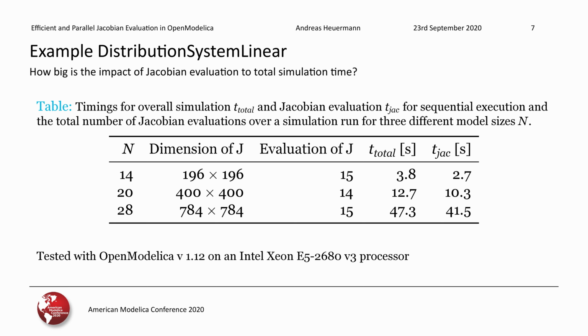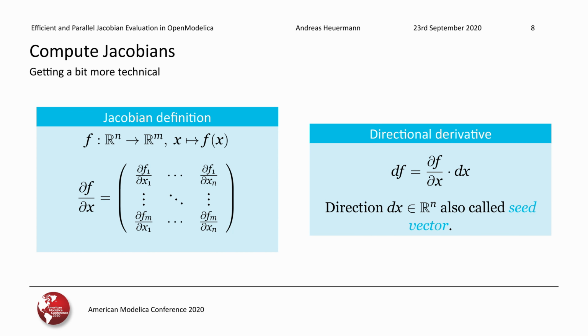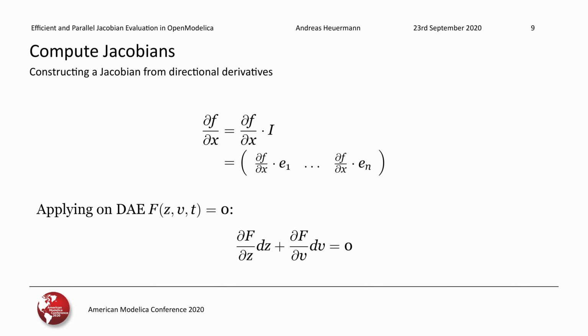But how does OpenModelica compute Jacobians? To answer this question, we need a bit of notation. On the left hand, we have a Jacobian matrix defined, and on the right, we define a directional derivative df with seed vector dx. So, using the identity matrix I and the unit vectors, we can evaluate n-directional derivatives to construct the Jacobian.